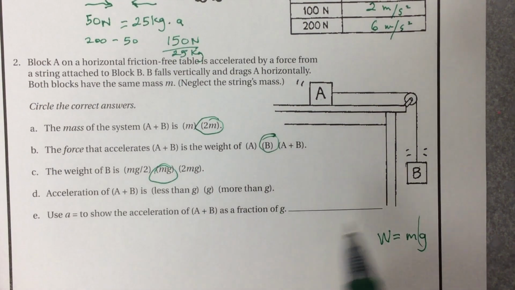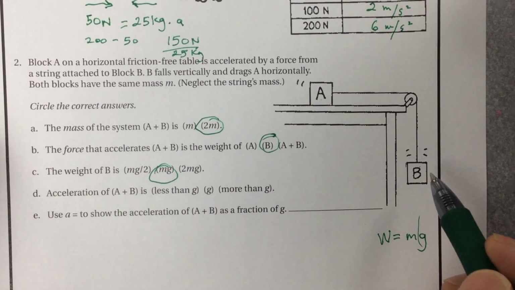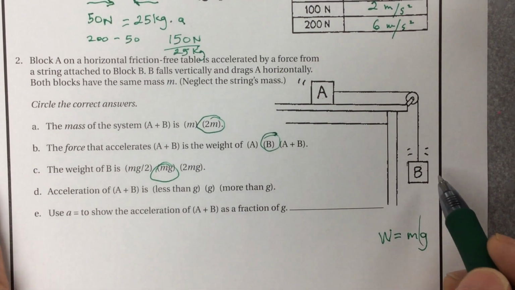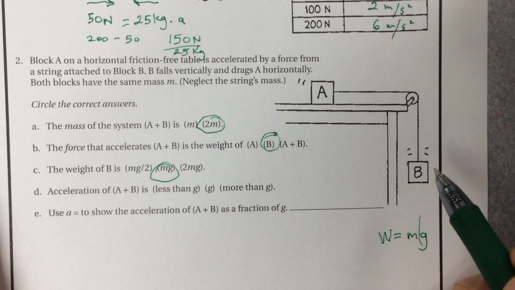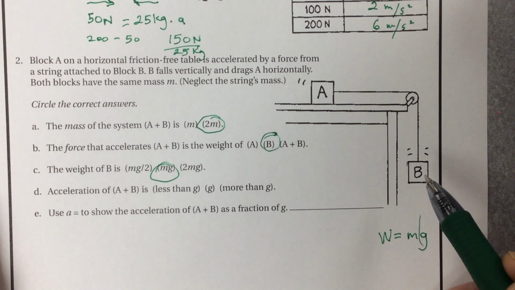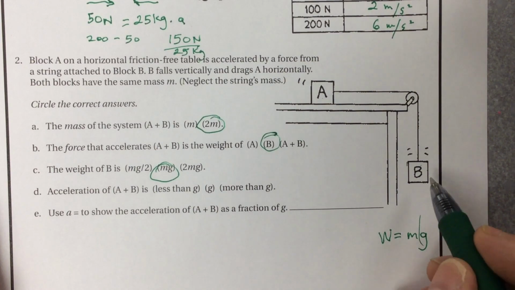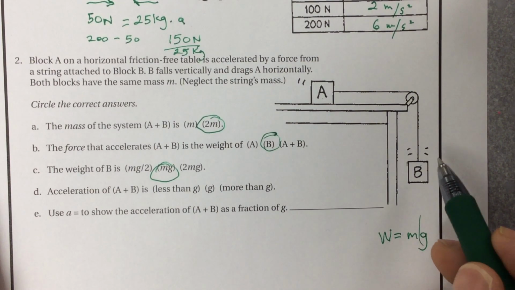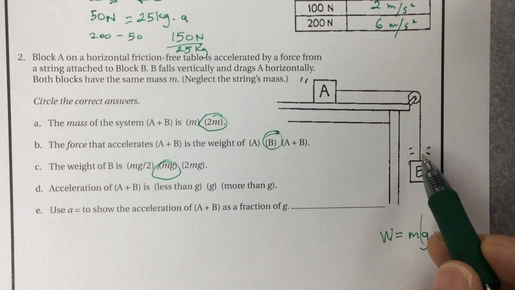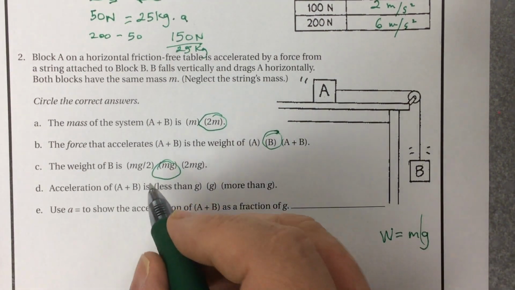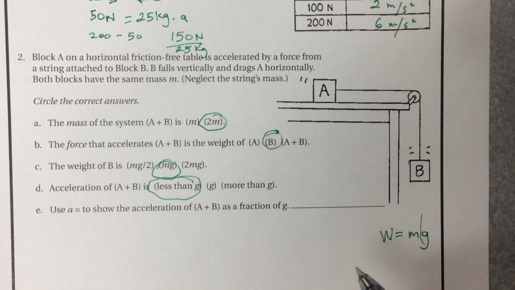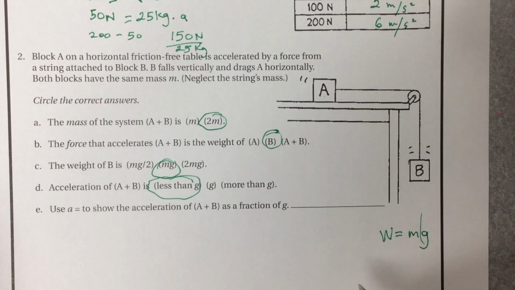The acceleration of A plus B is less than g, it is g, or it is more than g. Okay, is it in free fall? It's not necessarily in free fall. This is not in free fall because it's being tugged. So this is actually going to be less than gravity. And last question: use F equals ma to show that the acceleration of A plus B is a fraction of g.